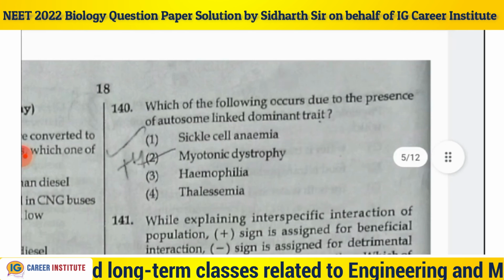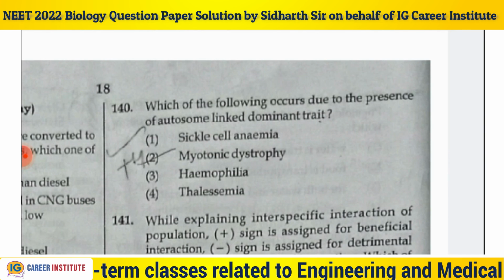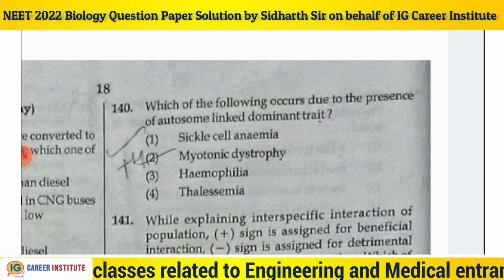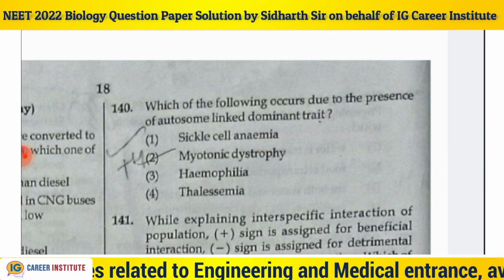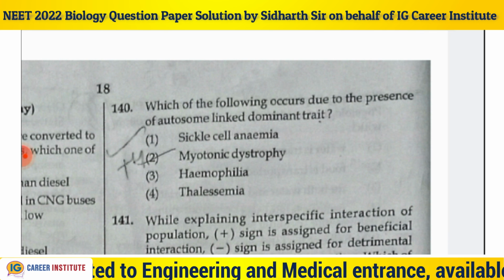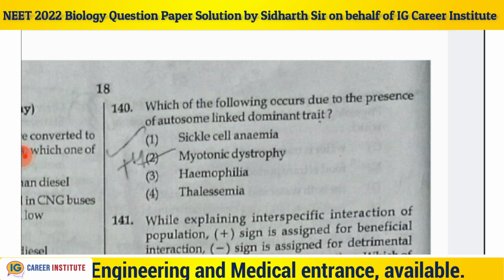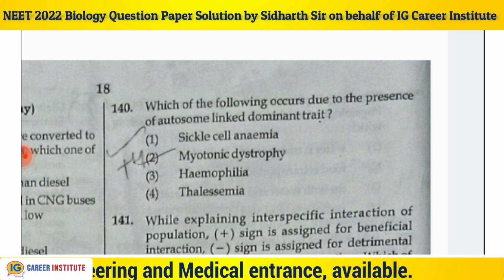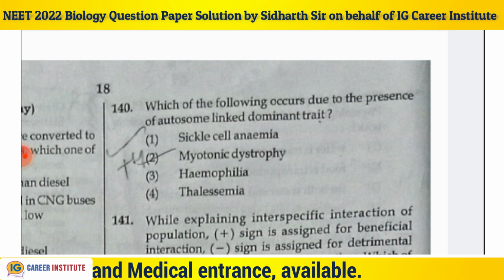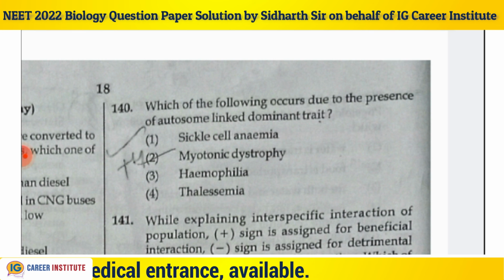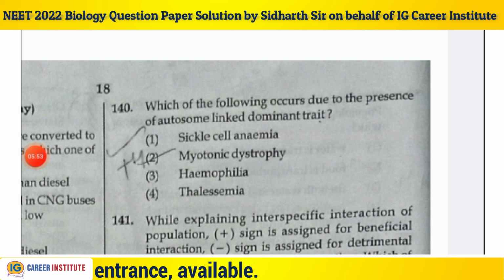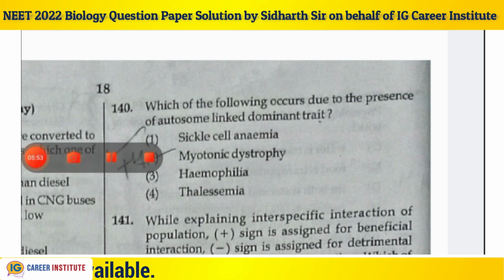Now let's come to question 140. Which of the following occurs due to the presence of an autosome linked dominant trait? Myotonic dystrophy. Now you may ask, I have not read it in NCERT. Yes, you have, but you have not read the NCERT properly. It is given below a diagram in the genetics chapter, not the normal first genetics chapter. Good. Up to now, only one question outside NCERT.